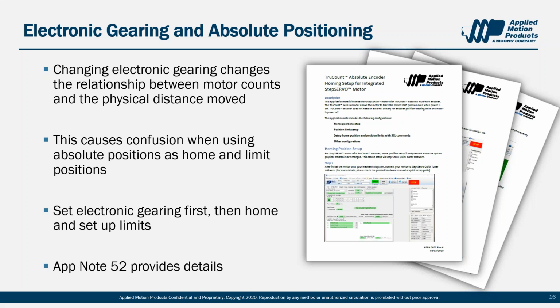So now let's tie together the relationship between these three concepts: absolute positioning, homing, and electronic gearing. When you change your electronic gearing, what you're doing is you're changing the relationship between motor counts and the physical distance moved by the load. If you're at absolute position 1000 and you cut your electronic gearing from 500 counts per rev to 250 counts per rev, what should happen to your current position? What about your home position?